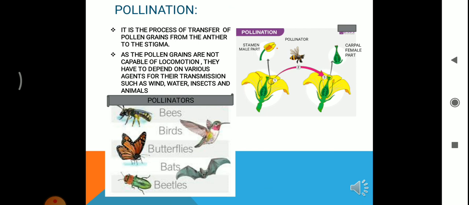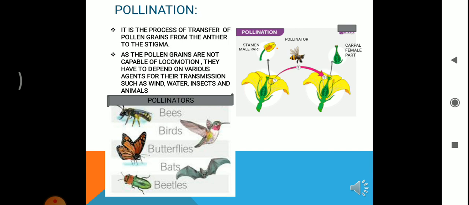Students, the process of reproduction and seed formation in plants includes pollination, fertilization and post-fertilization changes. So now coming first to pollination. Pollination is the process of transfer of pollen grains from the anther to the stigma of the flower.